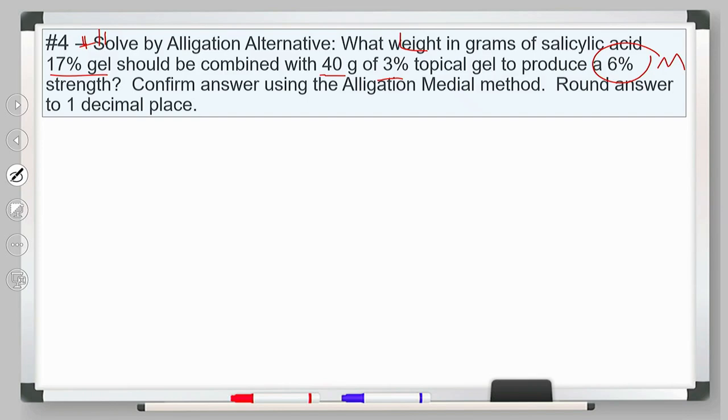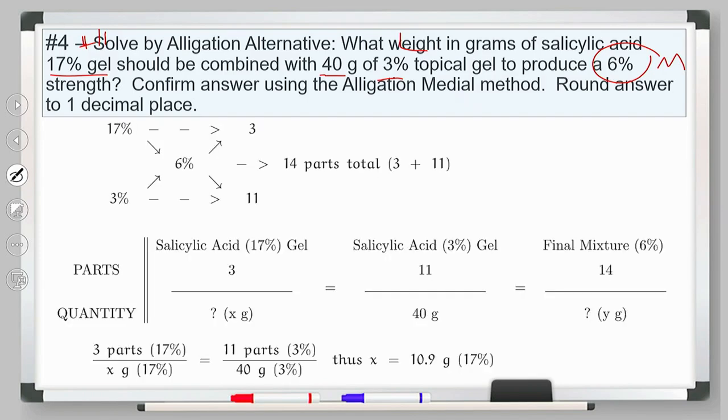All right? So in the alligation method, we start with our high on top. So there's the high strength there. We put our low strength right below it. And remember, our target, our desired, is in the middle to the right. So does everyone see where the 17 and the 3 and the 6 comes from? Those are our concentrations. The high concentration ingredient above the low concentration ingredient. And to the right and to the middle is our target, our desired concentration.